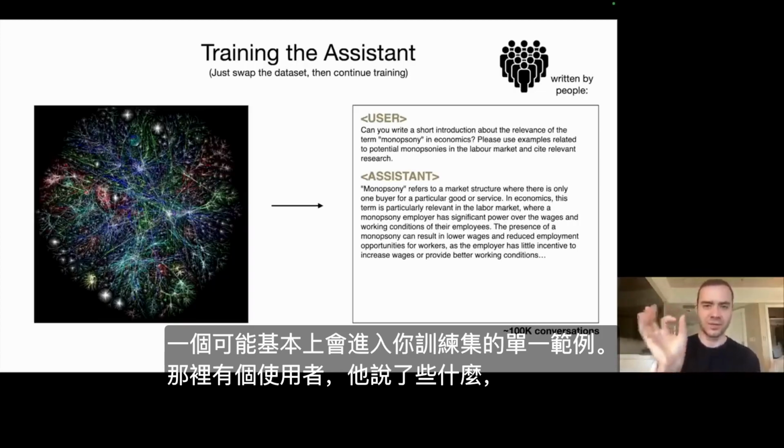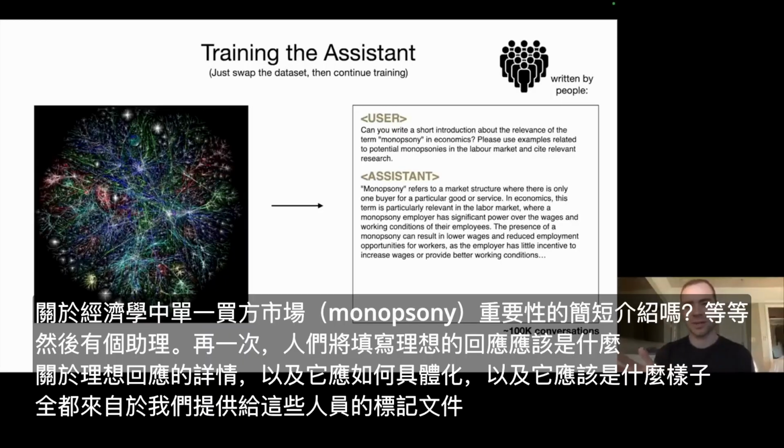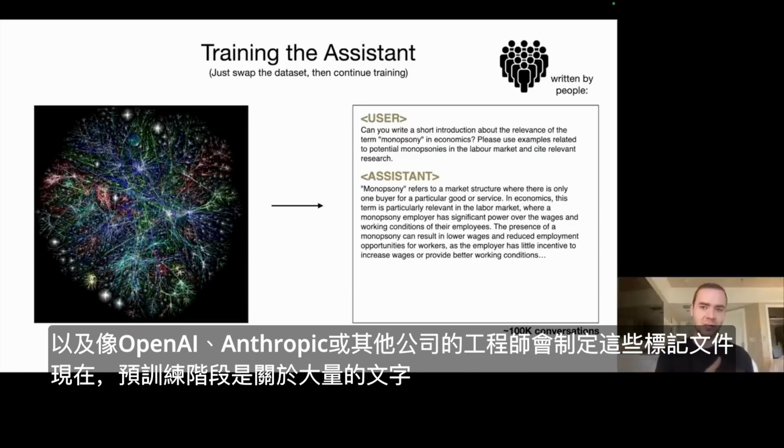So there's a user and it says something like, can you write a short introduction about the relevance of the term monopsony in economics, and so on. And then there's assistant, and again, the person fills in what the ideal response should be. And the ideal response, and how that is specified and what it should look like, all just comes from labeling documentations that we provide these people. And the engineers at a company like OpenAI or Anthropic or whatever else will come up with these labeling documentations.